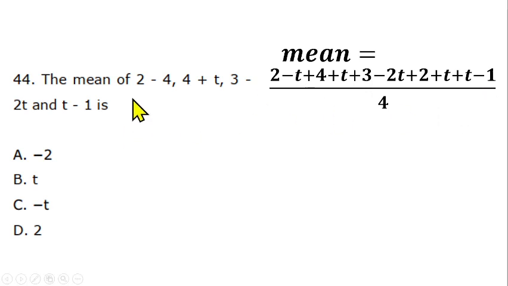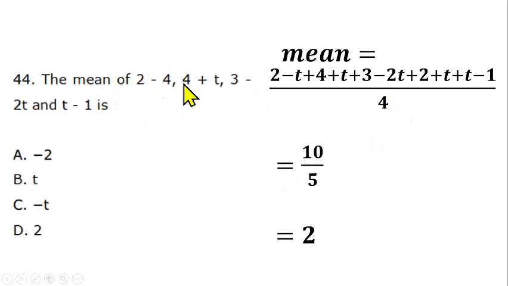So the data we have is 1, 2, 3, 4, 5. So we have 5 data here, so over 5, not over 4. If you simplify that further, we have 2 plus 4, that is 6, plus 3, 9, then plus 2, that will be 11, minus 1, that gives us 10. So t minus t is 0, minus 2t plus t, that will be minus t plus t, that gives us 0. So we have 10 over 5, that will give us 2.